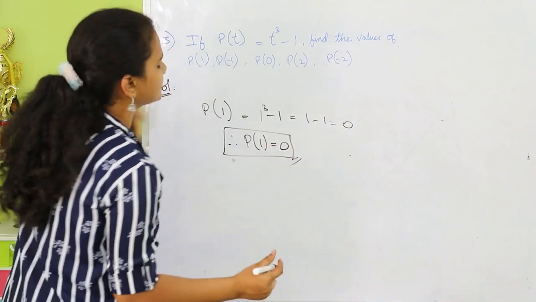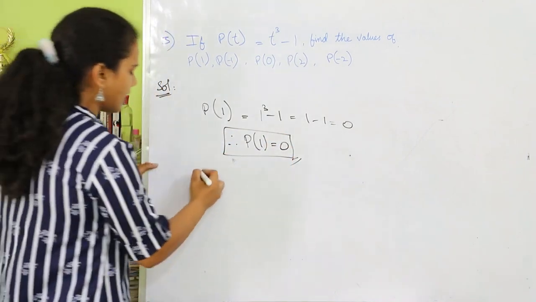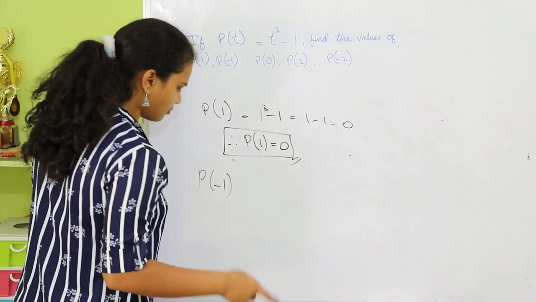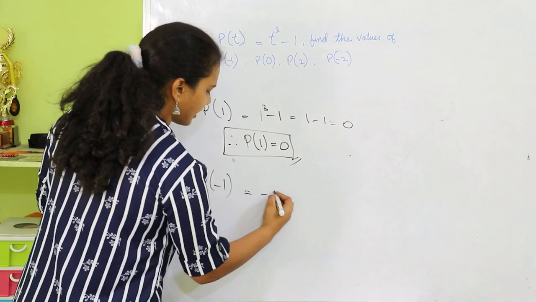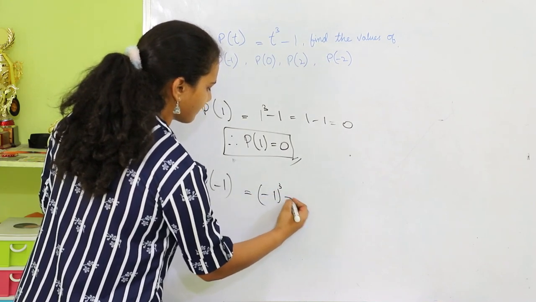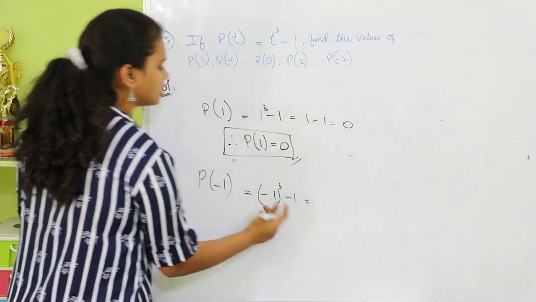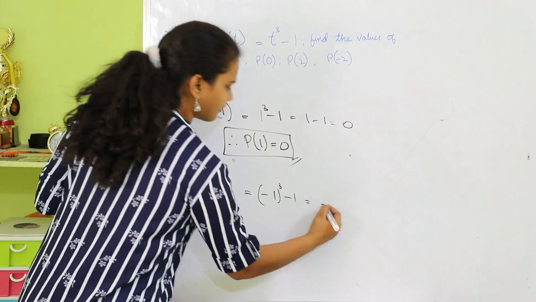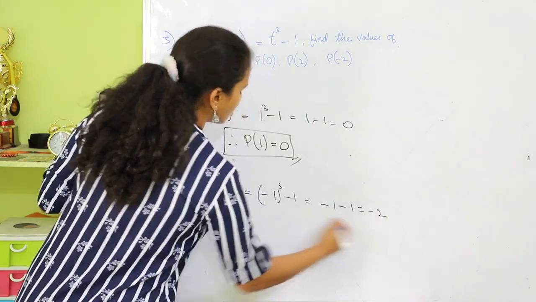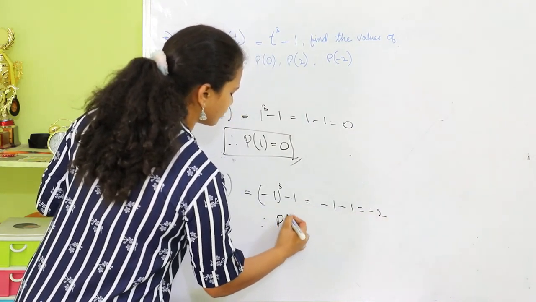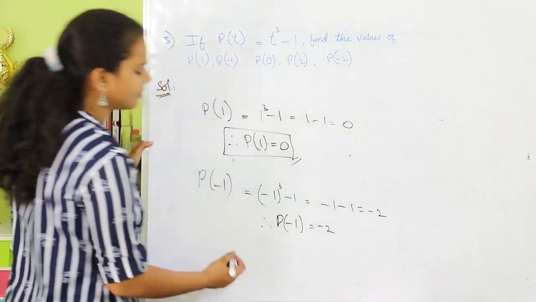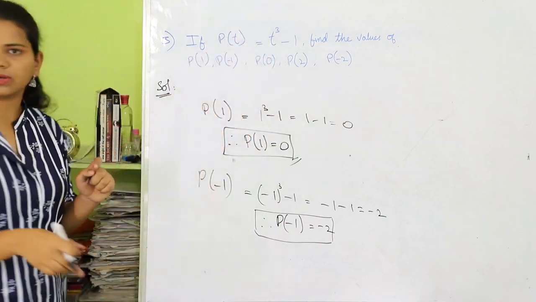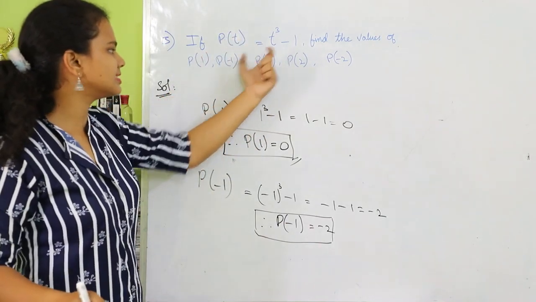According to the given equation, P of 1 equals 0. Clear? And let's go for the second one, where P of minus 1: therefore minus 1 minus 2 is equal to minus 2. So therefore P of minus 1 equals minus 2. Clear? What you do, guys, is just go with, instead of t, place the given numbers over here.